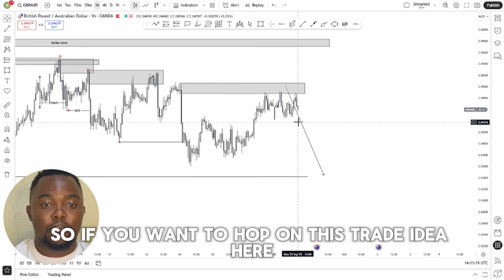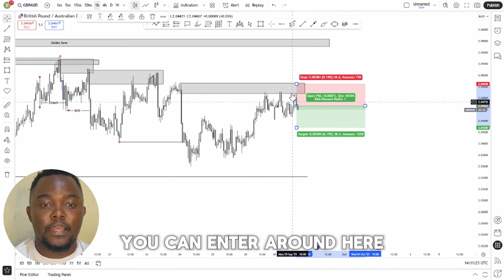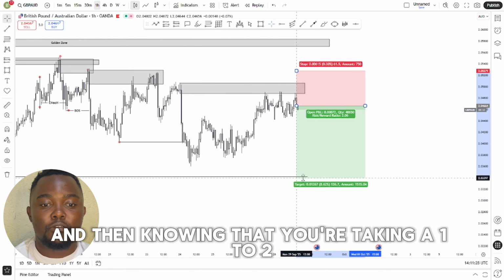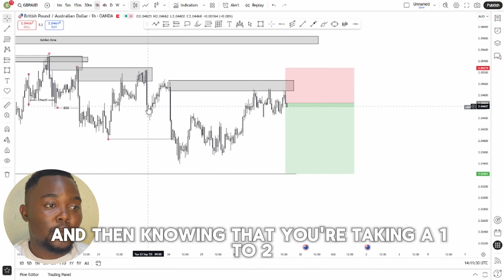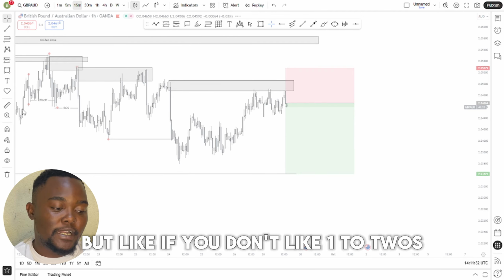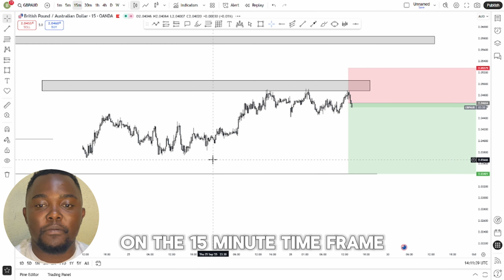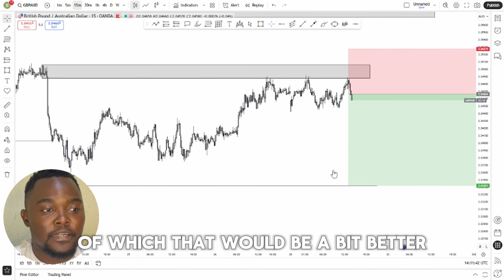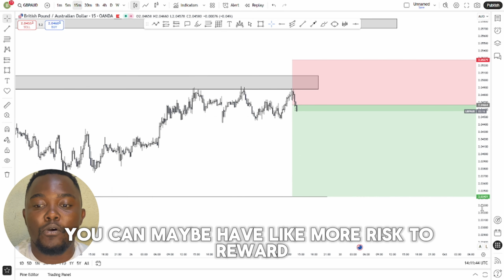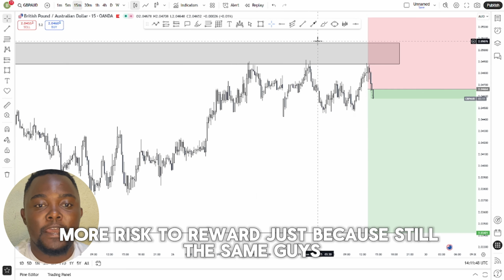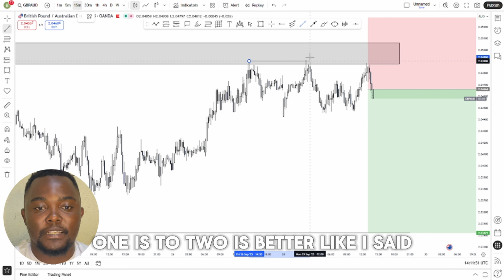So if you want to hop on this trade idea here, you can just do that, guys. You can enter around here, and then your stop loss can be just above right there, knowing that you're taking a 1 to 2. That is if you want to take a 1 to 2, but if you don't like 1 to 2s, you can just wait for at least maybe a confirmation on the 15-minute time frame, which would be a bit better, just because you can maybe have more risk to reward. But there's no need for you to chase more risk to reward. 1 to 2 is better, like I said.